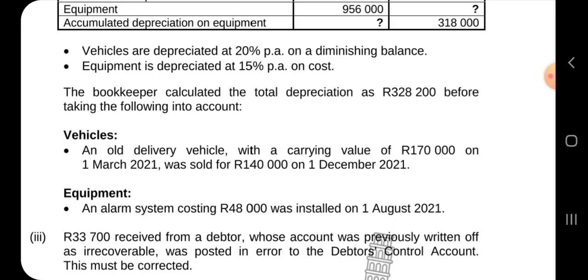So the vehicle was sold on the 1st of December and the financial year ends on the 28th of February. So let's start. We had it from the beginning of the financial year, which was March, April, May, June, July, August, September, and November. Let's calculate again. March is the first month, then April, May, June, July, August, September, October, and November. That is 9 months. So we have to calculate depreciation for those 9 months.